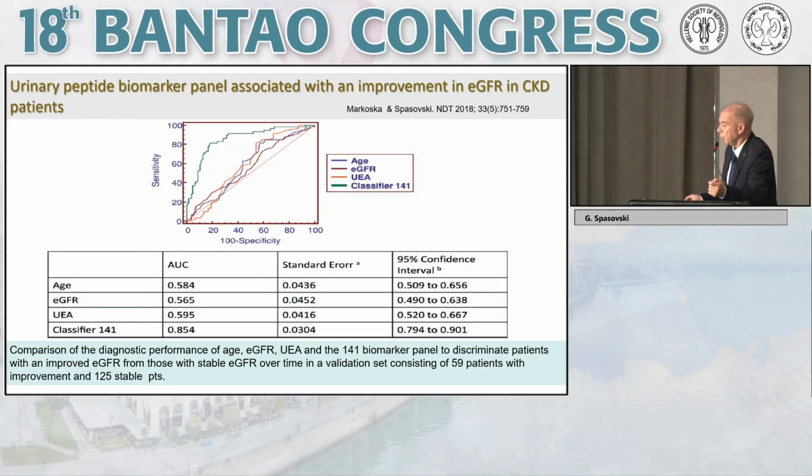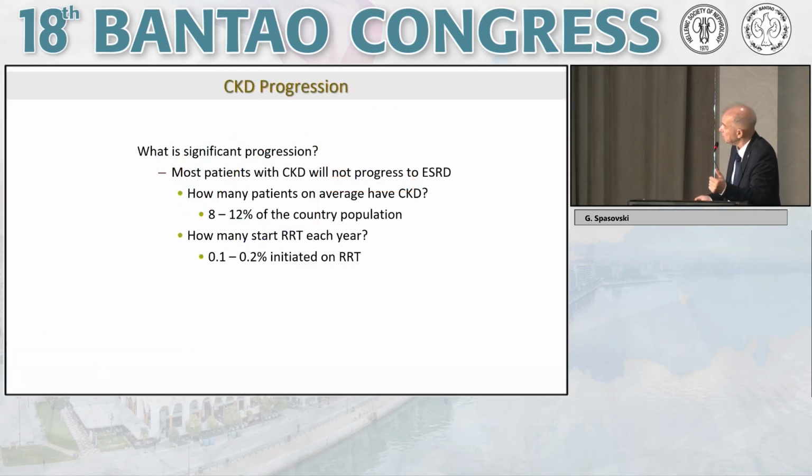But proteomics could also give us information about improvement of the patients, which is not the standard way of looking at things. We performed this with a classifier of 141 peptides and showed that it gives the best area under the curve, which means discrimination, to detect those who are going to improve kidney function, in a validation set of 59 patients. We have done it, and it showed it is much better.